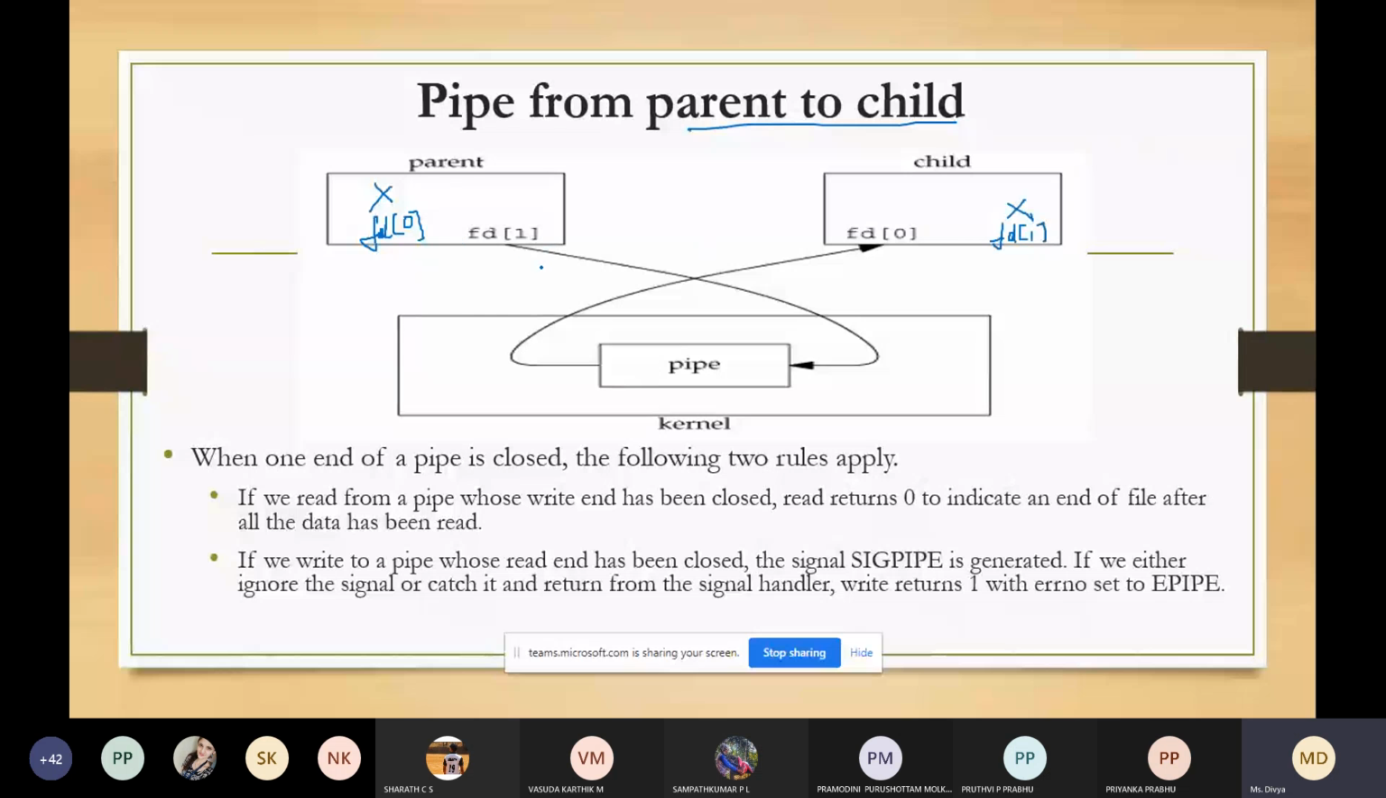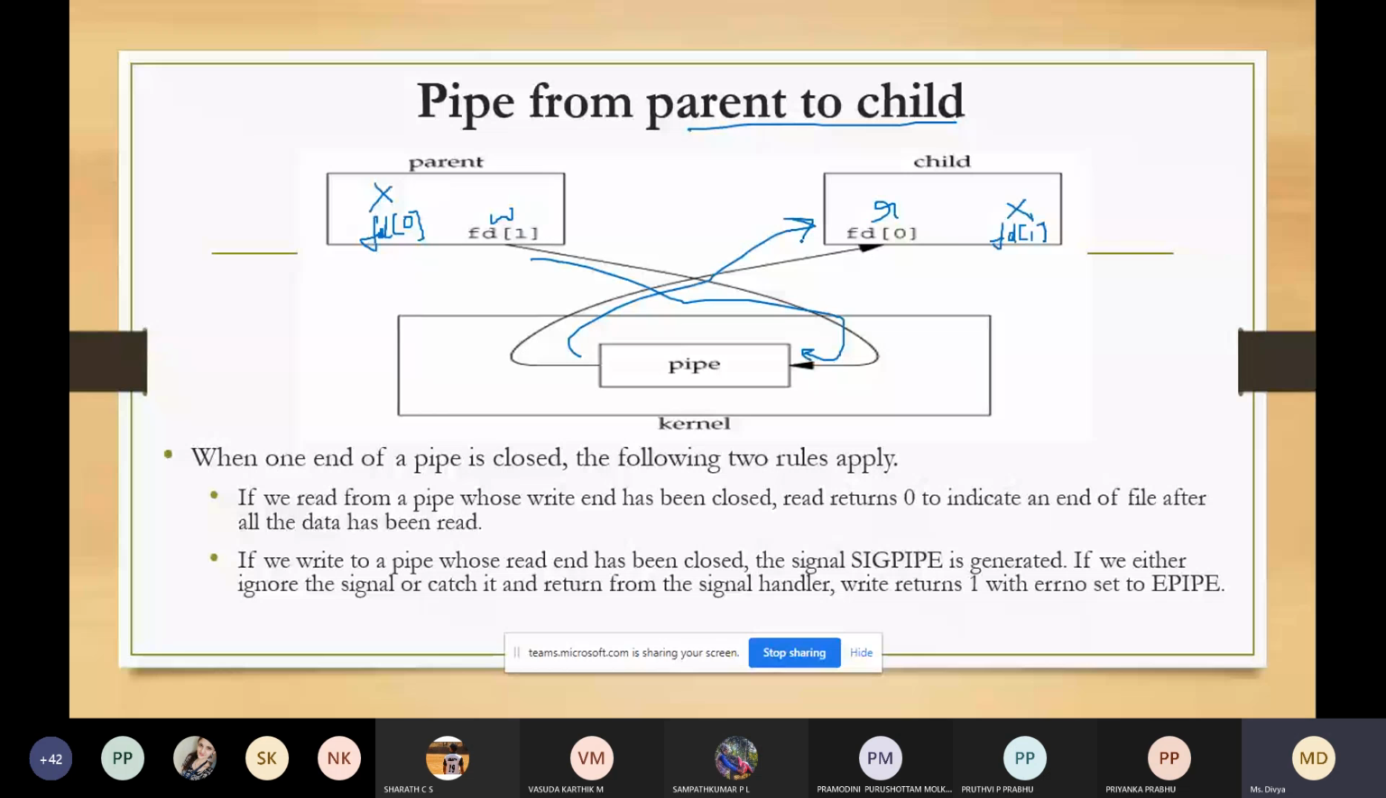Since the parent wants to write the data to the child, the parent will close the read end and the child will close the write end. Now one is for writing and the other is for reading, you know that, correct? The parent will start writing the data and the child will read the data. So when the parent is transferring data to the child, two ends are closed: at the parent end, read is closed, and at the child end, write is closed.